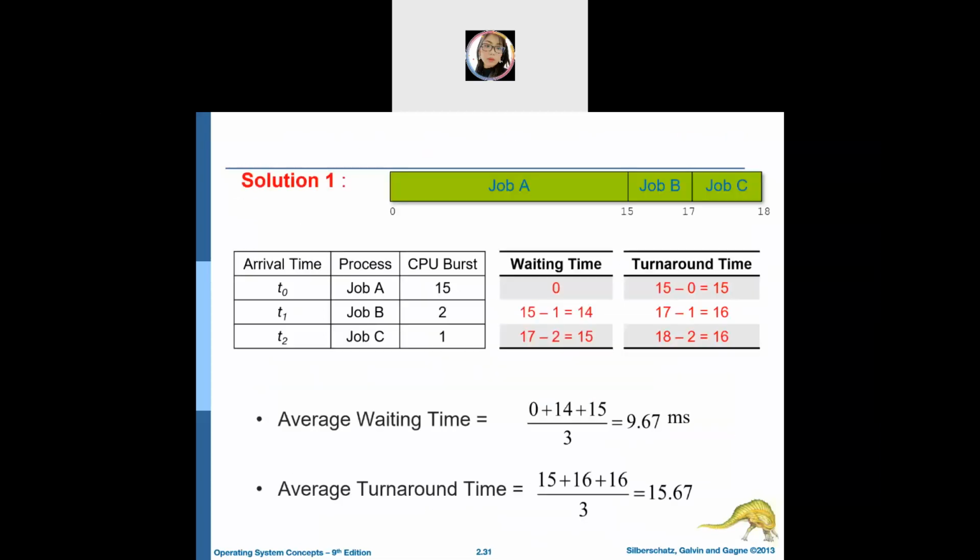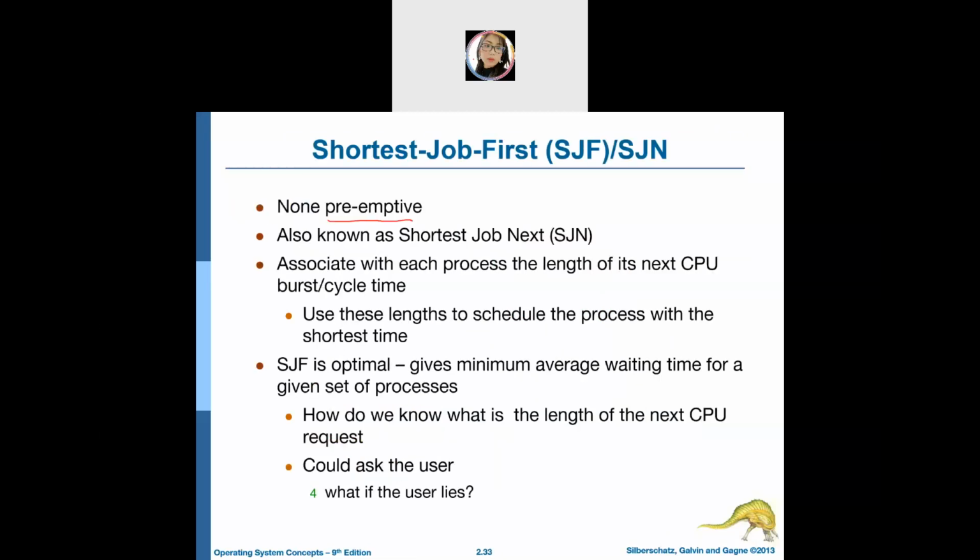You can be asked, which of the following is a non-preemptive algorithm? So you have 5 algorithms, and you need to know which one is non-preemptive and which one is preemptive. It can also be called shortest job first or shortest job next. Associate with each process the length of its next CPU burst or cycle time, and use this length to schedule the process with the shortest time.